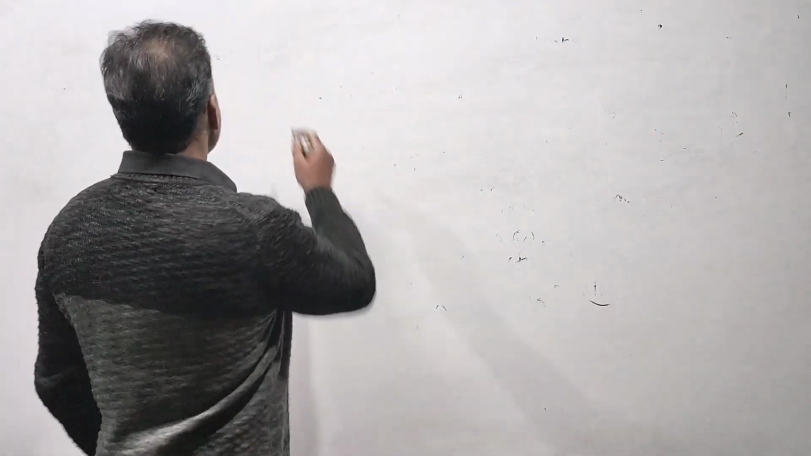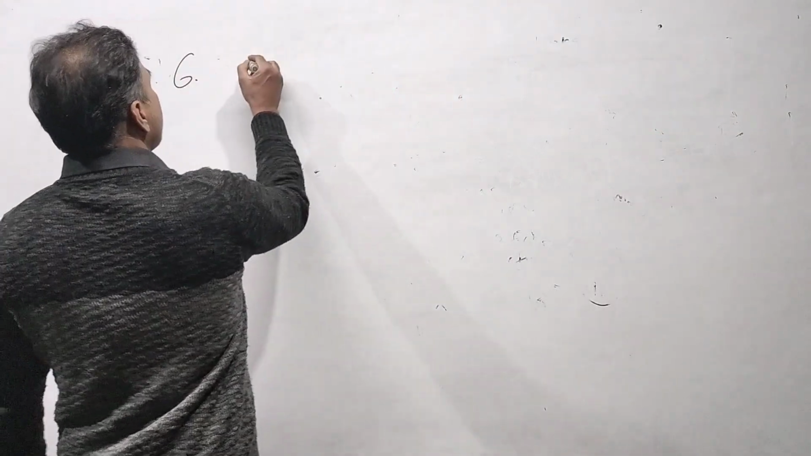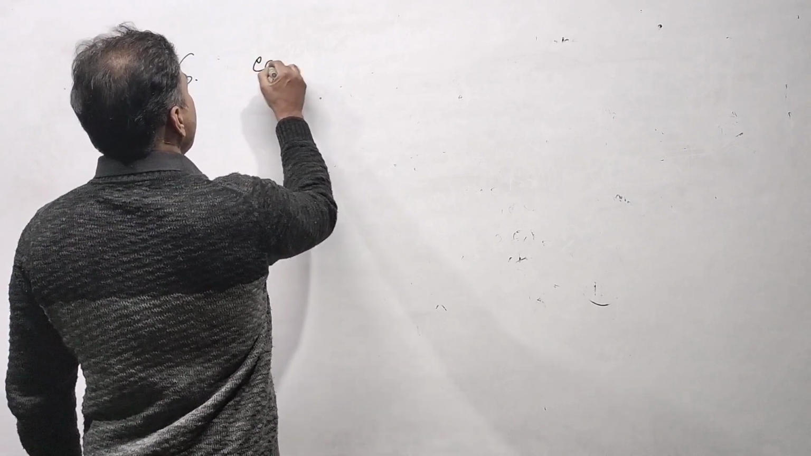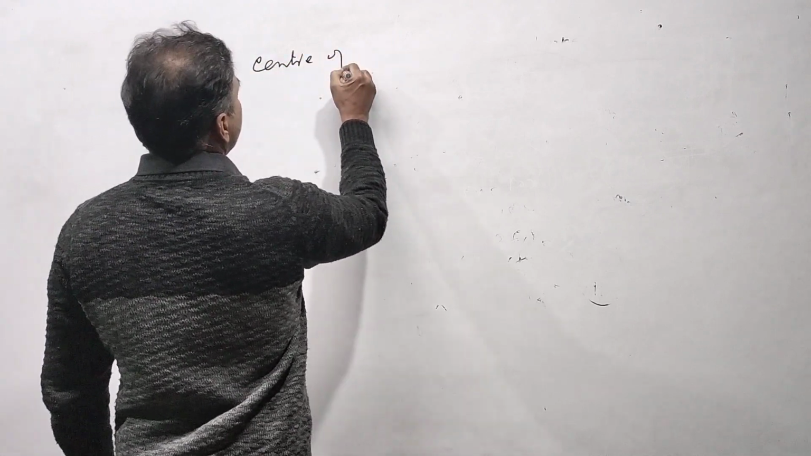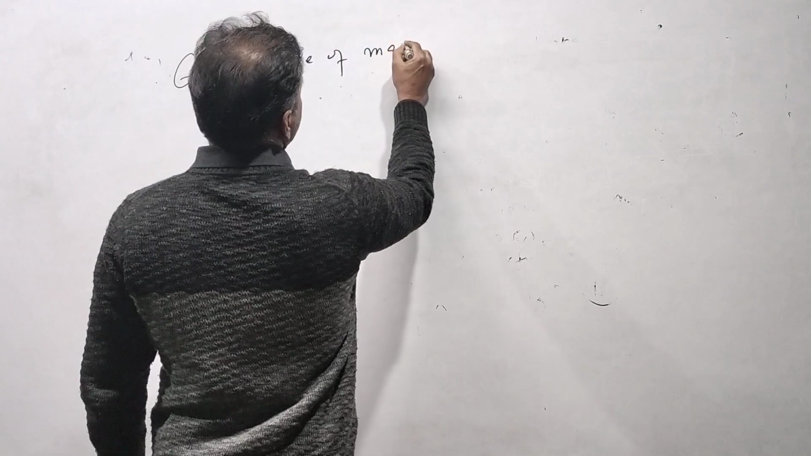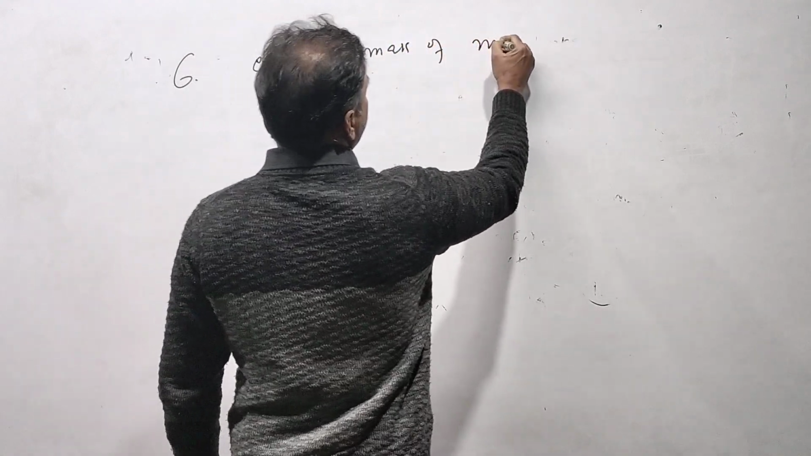And for the individual bodies whose center of mass I want to find, the coordinates of those bodies must be given. Their locations must be given to find the location of the center of mass of all the bodies together. So, sixth point, center of mass of many body system.